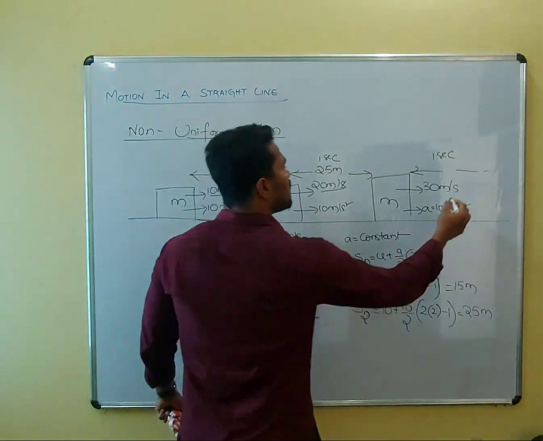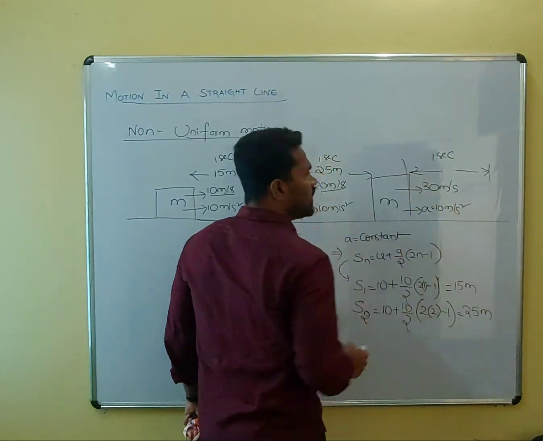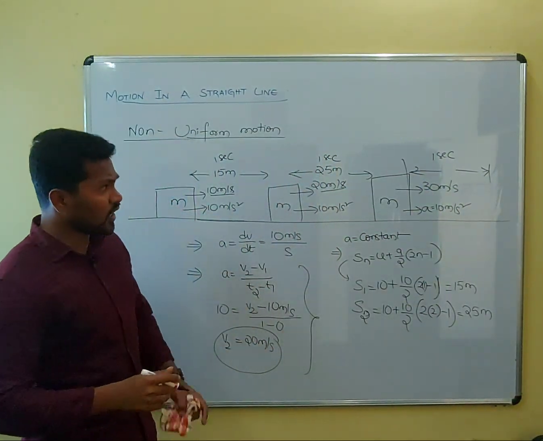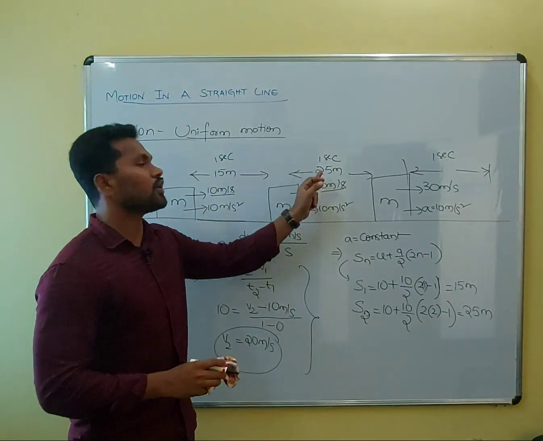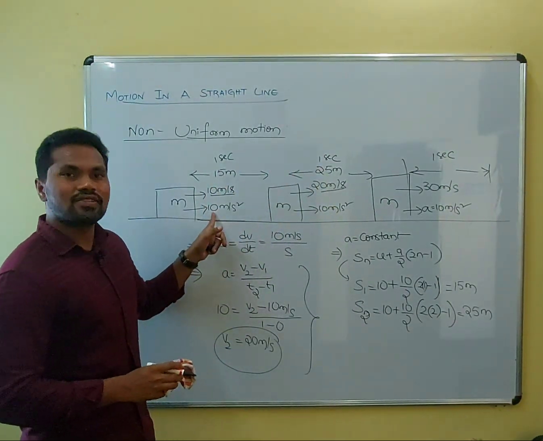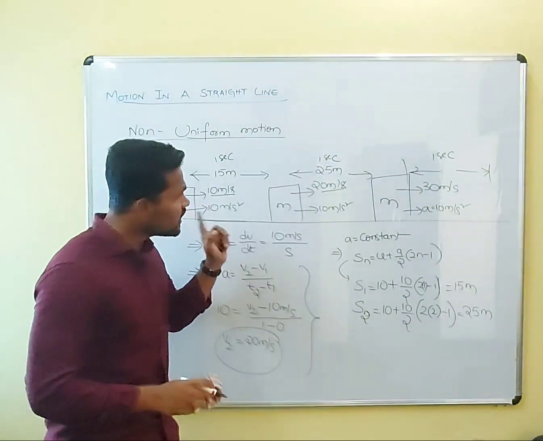Can you guess what is going to be the distance traveled by the object in the third second? Any guess? If you observe the difference here, 15 meter and 25 meter, what is the difference between these two? Is that equal to the magnitude of acceleration? Yes, it is.